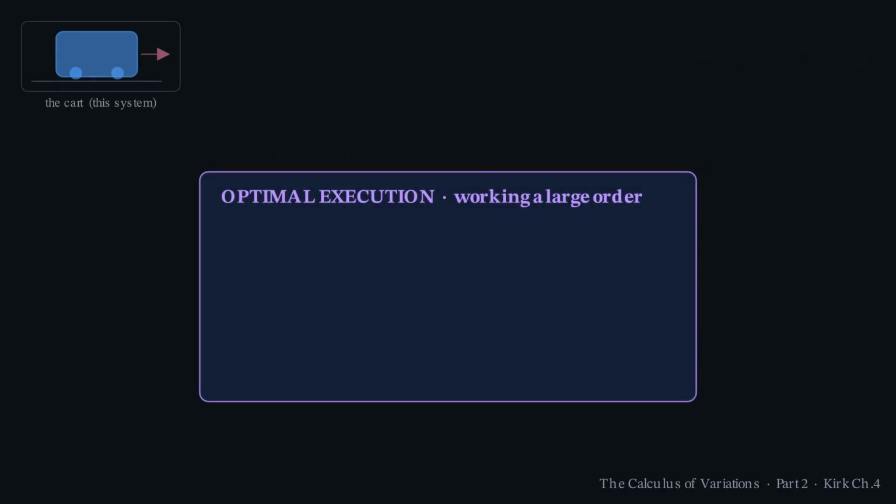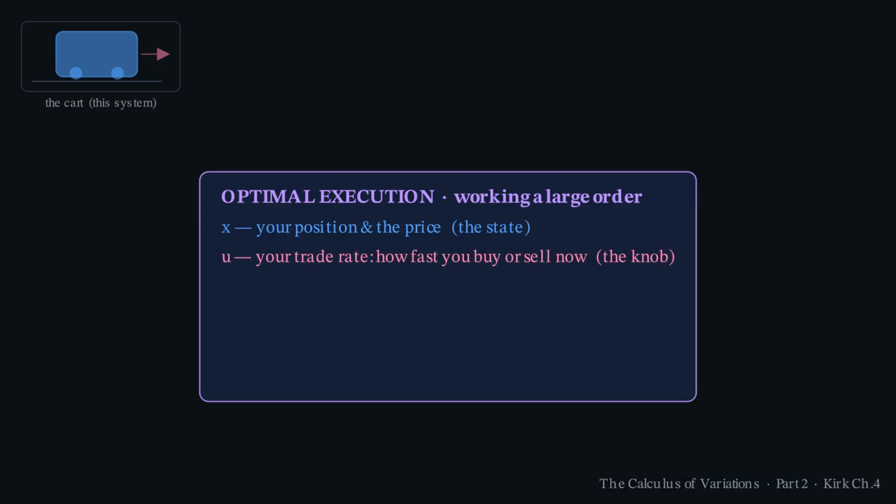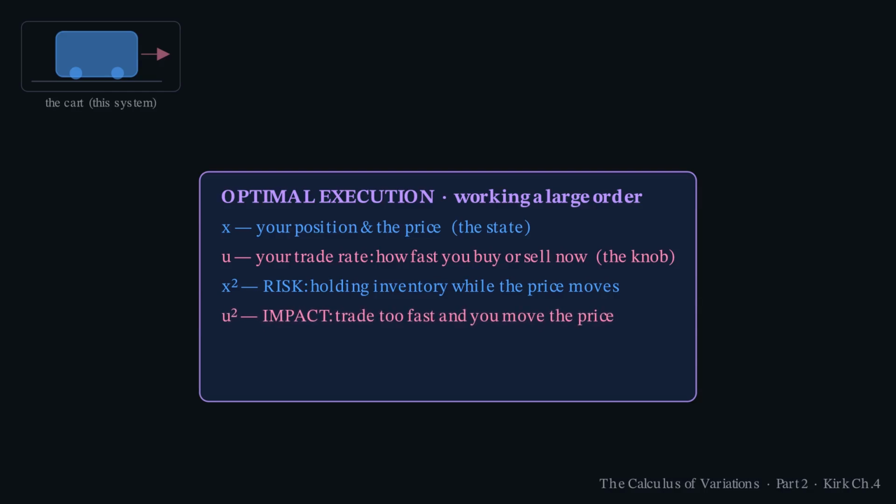Here's what it is for a trader, every symbol named. This is optimal execution, working a large order through the day. The state x is your position and the price. The control u is your trade rate, how fast you buy or sell right now, the one thing you actually choose. The x squared terms are risk, holding inventory while the price can move against you. The u squared term is impact, trade too fast and you move the price yourself. Minimize the sum and you've found the optimal schedule.